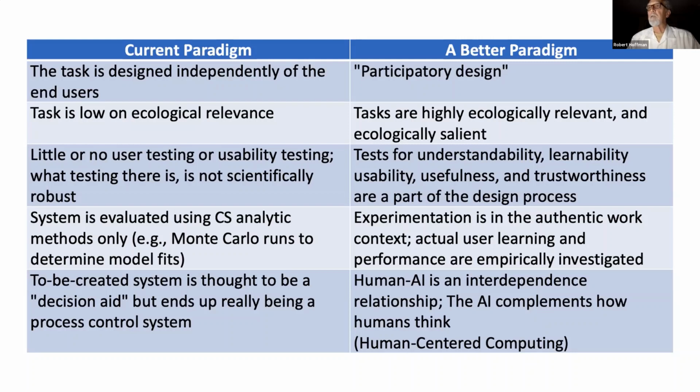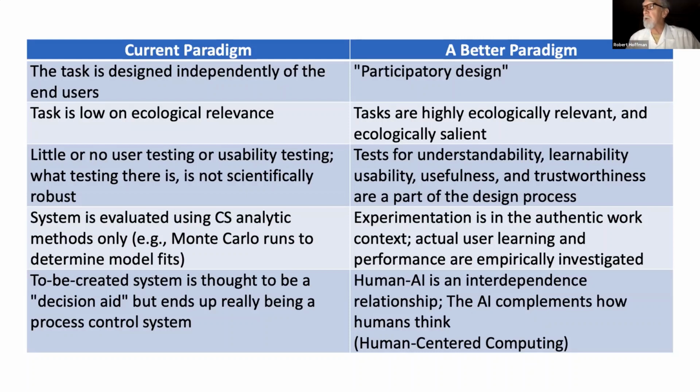The system is evaluated in the current paradigm using computer science analytic methods, sometimes called experiments. But experimentation should be in the authentic work context or life context. Actual user learning and performance should be empirically investigated. In the current paradigm, the to-be created system is thought to be a decision aid, but really it ends up being a process control system. You have to click this and then click that and click that, and then this will help you make a decision, but really it's pushing you along its particular decision tree.